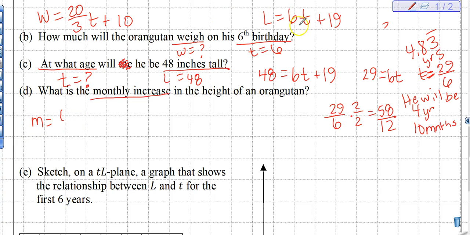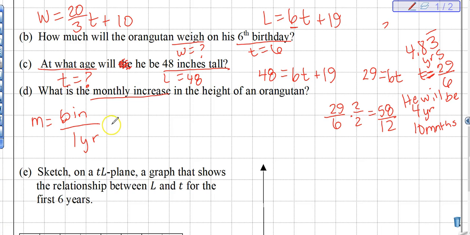Okay, we're talking about height, not weight. So it's 6 inches per 1 year. That's what that represents, because remember your slope was change in height over change in time. So he's growing 6 inches a year. And what you're trying to find is how much is he growing per month?